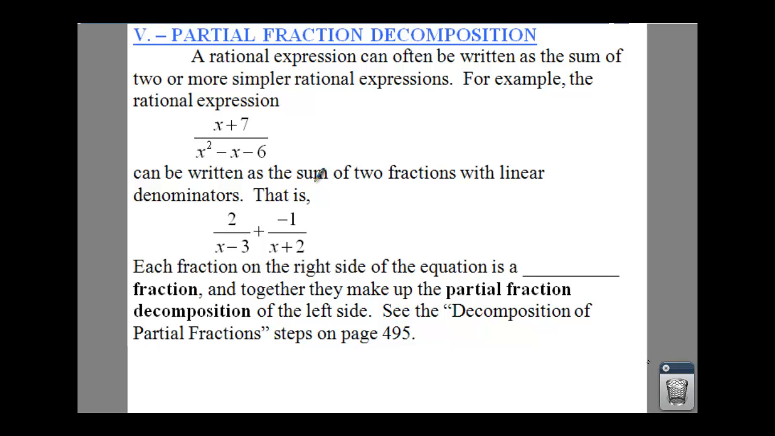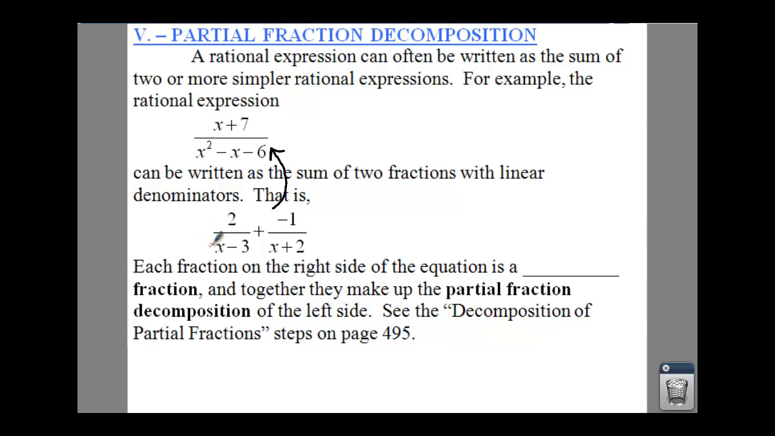So here for part 5, we have partial fraction decomposition. A rational expression can be rewritten as a sum of two or more simpler rational expressions. So if you look at x plus 7 all over x squared minus x minus 6, it can be rewritten as two different expressions. Now what you've done back in the past is you've actually started with these two expressions and then worked your way back up to this right here.